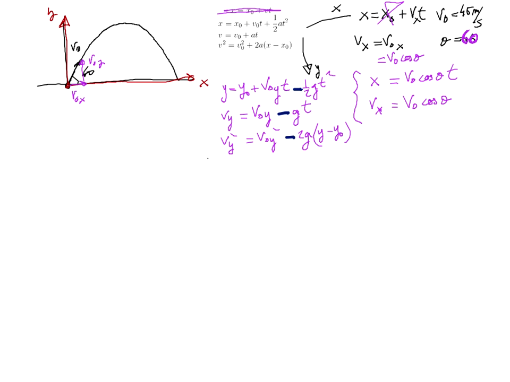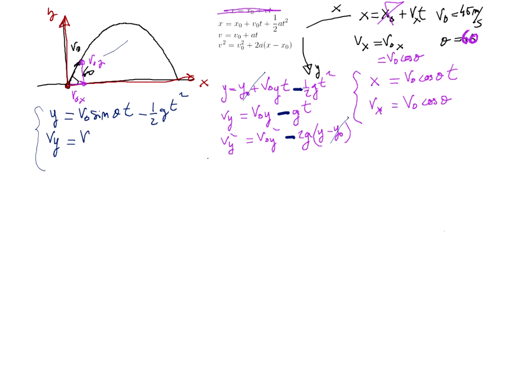Same as I did for v naught x, due to property of vectors, my v naught y should be expressed in terms of its component using vector analysis. So I can substitute v naught y as v naught sine theta. And finally, since I again put the origin of my coordinate system at the initial time and initial space, my y naught is 0. Therefore, my final set for y is y equals v naught sine theta t minus 1/2 g t squared.